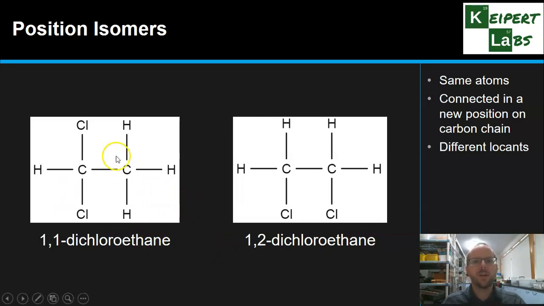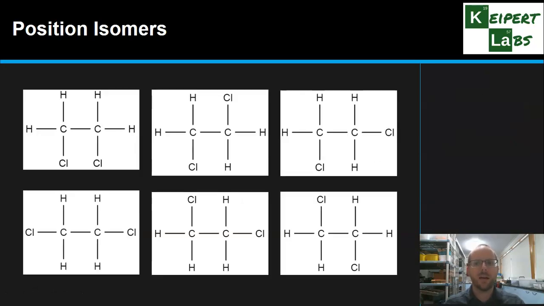So here, if we look at this, we've got 2 chlorine atoms connected, 1 to carbon 1 and 1 to carbon 2. So the chlorine is in a different position. They give rise to different locants, because we use a number to refer to the position of each chlorine atom. So we have 1,1 to show they're both on this one, and then 1,2-dichloroethane. So positional isomers have the same atoms connected into a different spot on the chain, with different locants, meaning a fundamentally different name.